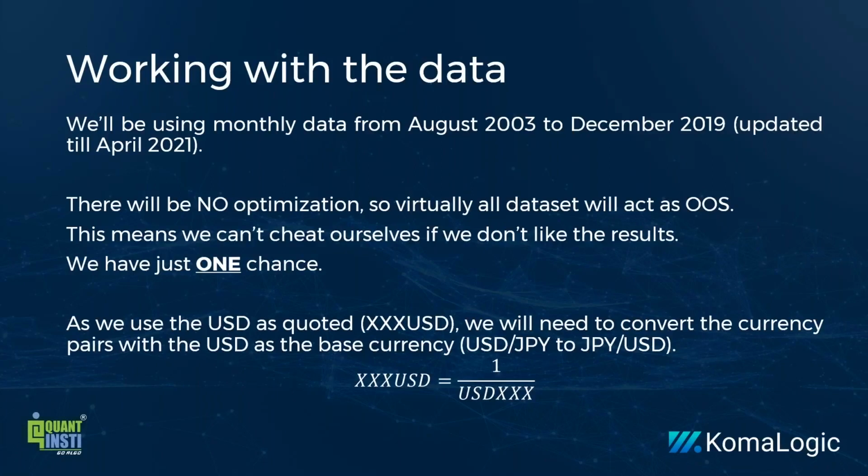Another important thing, actually we have 2 degrees of freedom, which are the rebalancing period and the time window, which is 6 months. But we won't be optimizing these variables. So actually there will be no optimization. So all the data set will act like an authentic out of sample data set, which means, and this is very important, that we won't be cheating ourselves. And we have just one chance, okay? If we don't like the results, I'm sorry, that's what it is.